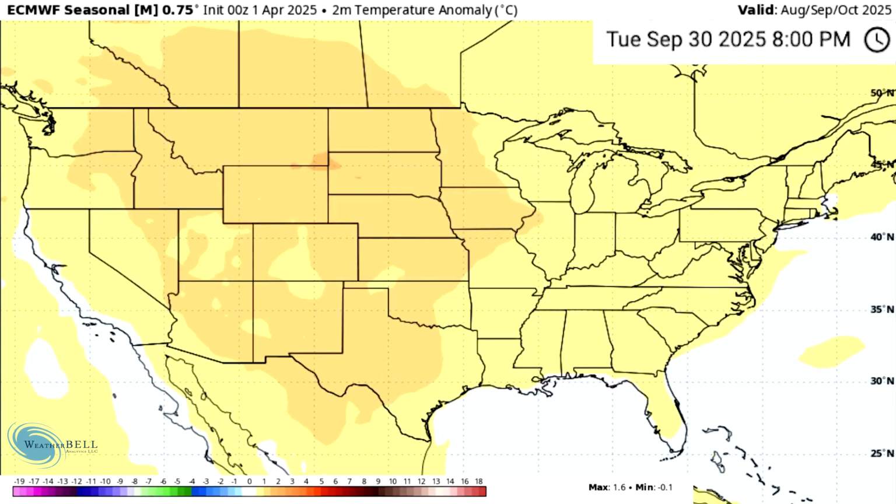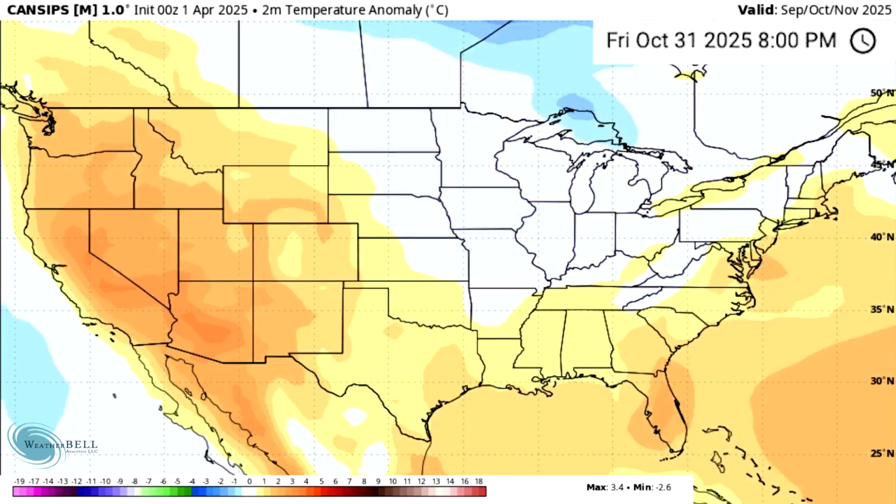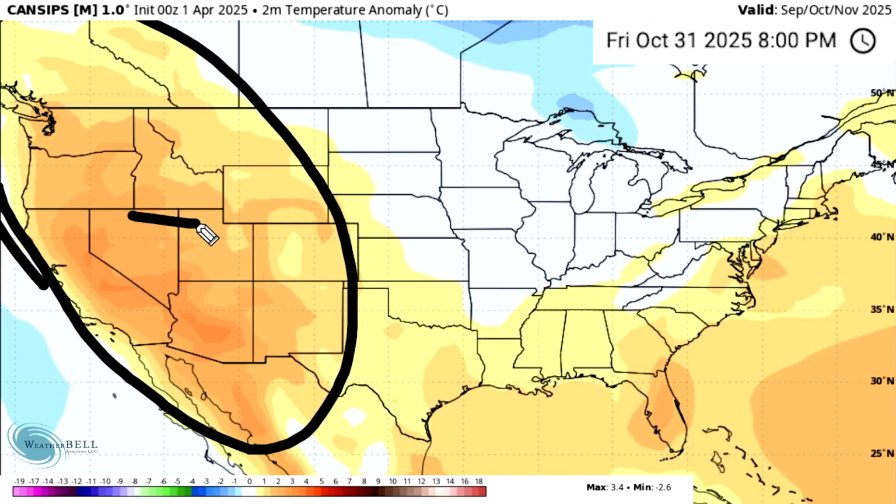The other model that we're going to look at today is the CanSIPS model. This one is a little bit more aggressive with both the above and below normal temperatures, so we get a little bit more of a solid opinion, but also a positive PNA here, which is funny because in spring and summer, all of the models called for a positive PNA, and now for the fall time, we're also seeing both models showing a positive PNA. So it seems like that positive PNA driven pattern isn't going anywhere anytime soon if these models are correct.